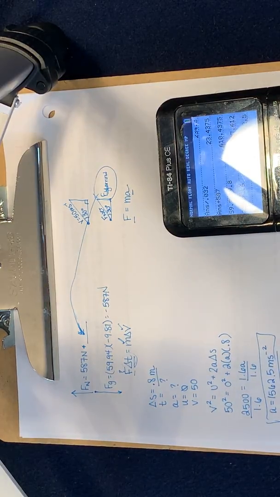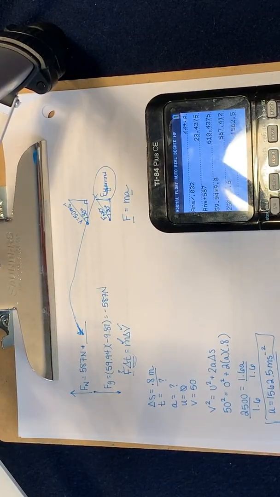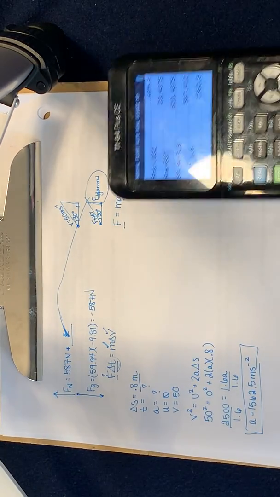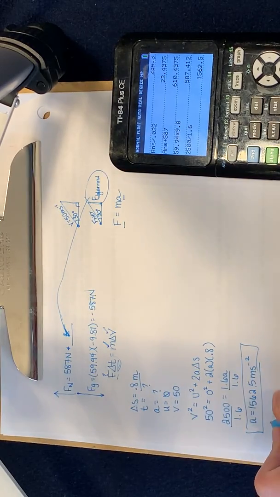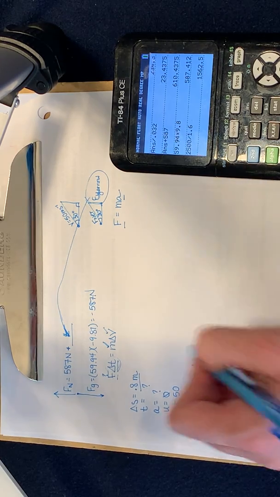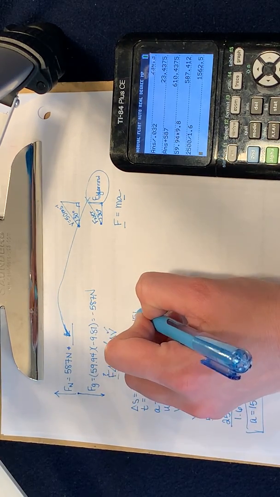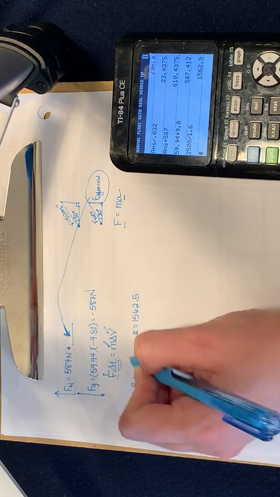Okay, so now that we have that, we can plug it in to figure out what our time is. I'm going to move this up here. So we have an acceleration of 1562.5 meters per second squared.